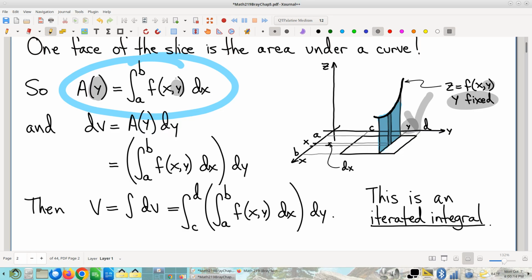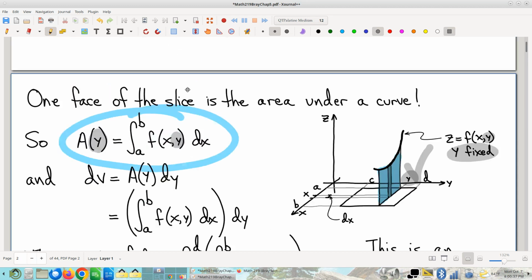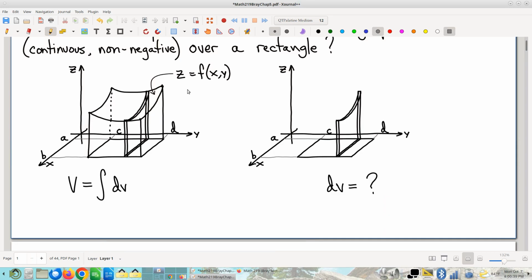Now the cross-sectional area is going to depend on which cross-section you're looking at. So if you come to me and say, "Hey, compute that cross-sectional area," I'm going to say, "Which cross-sectional area?" You're going to tell me which value of y you're interested in. Now y is fixed. Is that cool? Yeah. Okay.